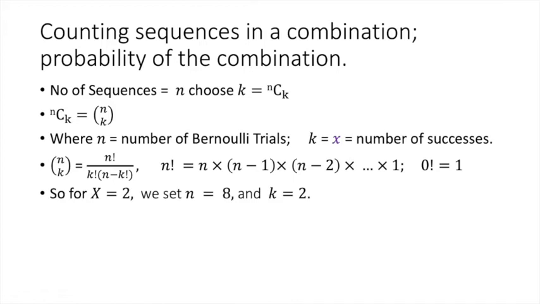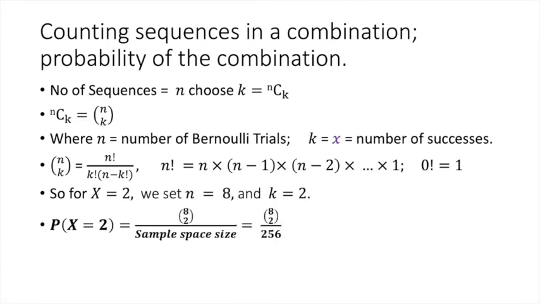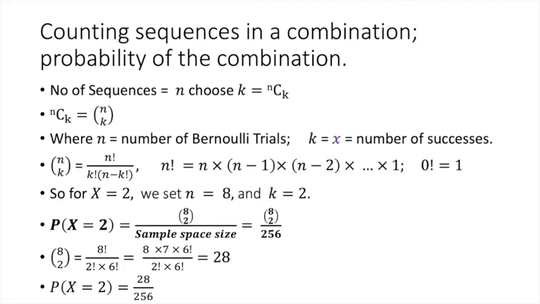So for x equals 2, we set n equals 8 Bernoulli trials and k equals 2. Therefore, the probability that x equals 2 equals the number of different sequences that yield x equals 2 divided by the sample space size. This equals 8 choose 2 divided by 256. Next, we compute 8 choose 2. That is 8 factorial divided by 2 factorial times 6 factorial. And the answer is 28. Hence, the probability of seeing 2 disk failures equals 28 over 256.